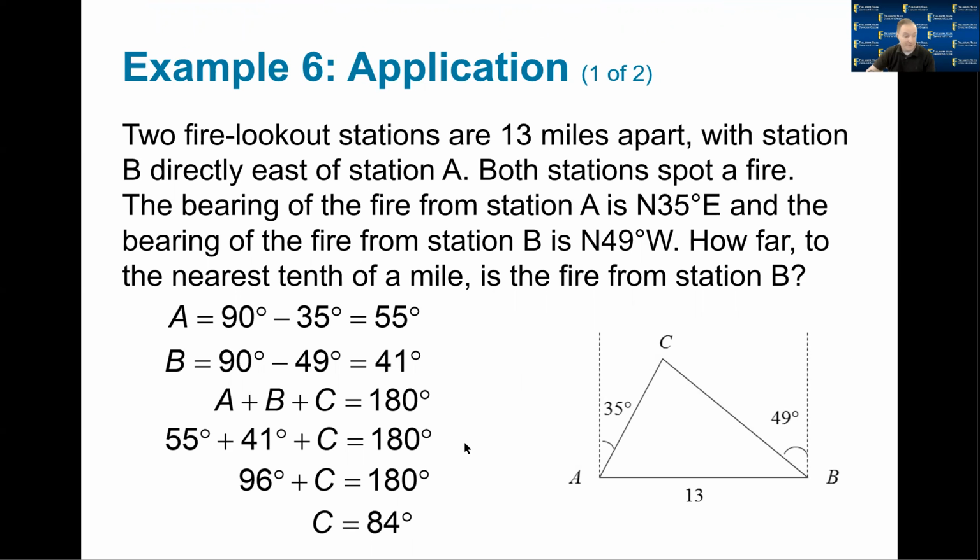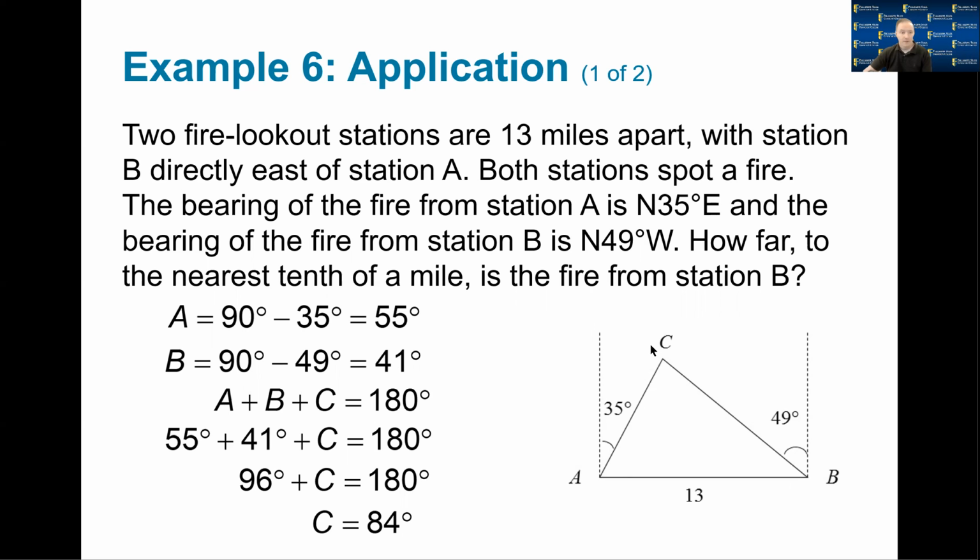Now, this is like the first of the application problems. In the book, it was number 47. On your MyLab assignment, it's number 21. So looking at it, it says you have two lookout fire stations that are 13 miles apart. So that's my fire station A, fire station B, 13 miles apart. It says both stations spot a fire. So your fire is going to be up here at point C.